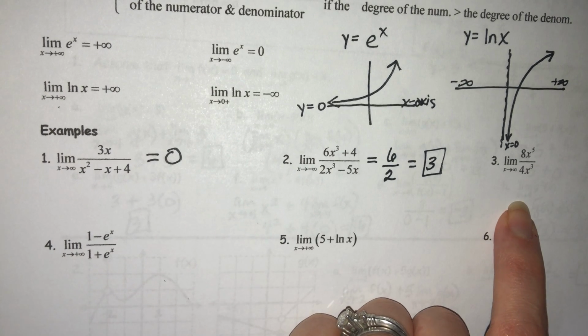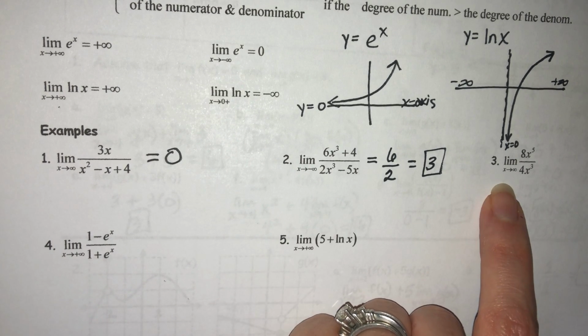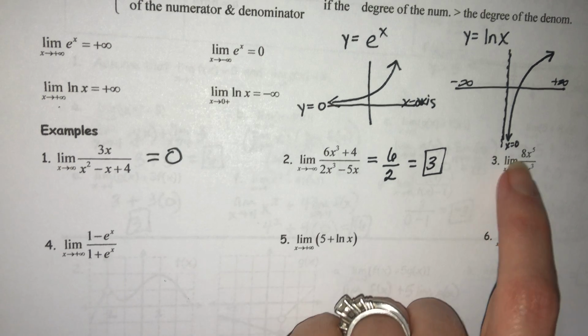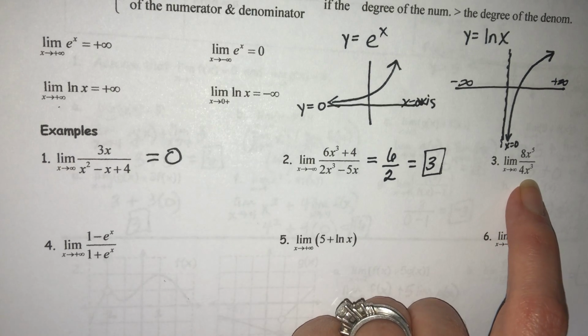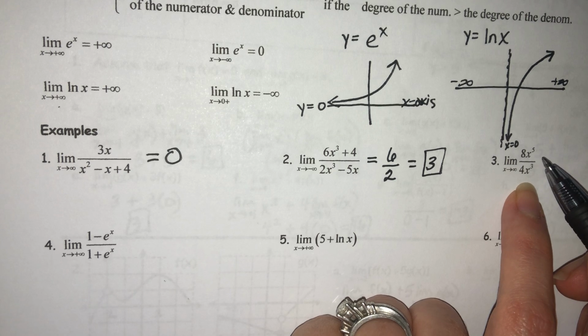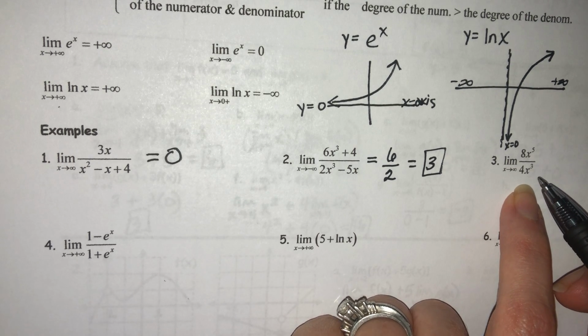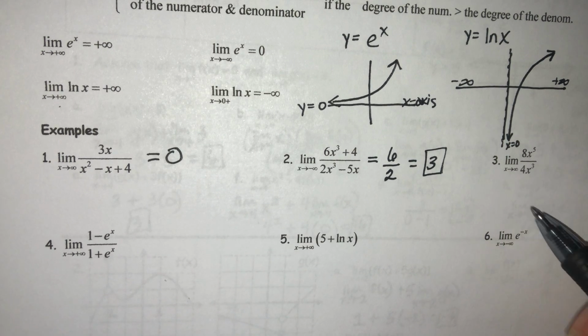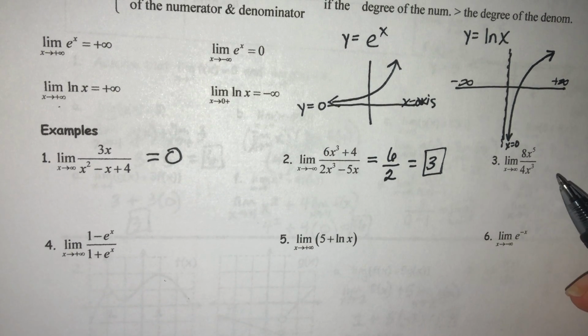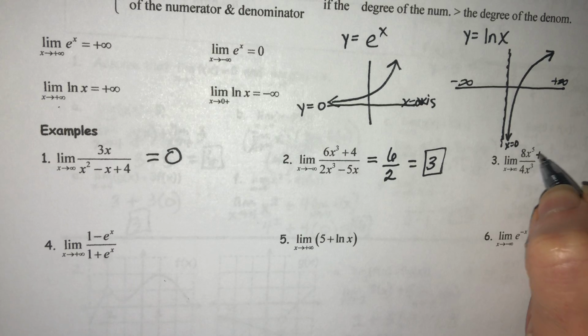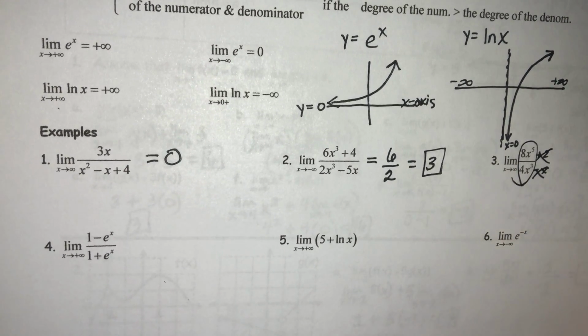Okay, for number 3, the limit as x is approaching infinity of 8x to the 5th over 4x cubed. Here, the degree of the numerator is greater than the degree of the denominator. 5 is greater than 3. So, we're just going to take the ratio of the highest degree terms. Like if this would have had plus 2 and this would have had minus x, we could just cancel those things out. Just look at the highest degree terms and simplify them.